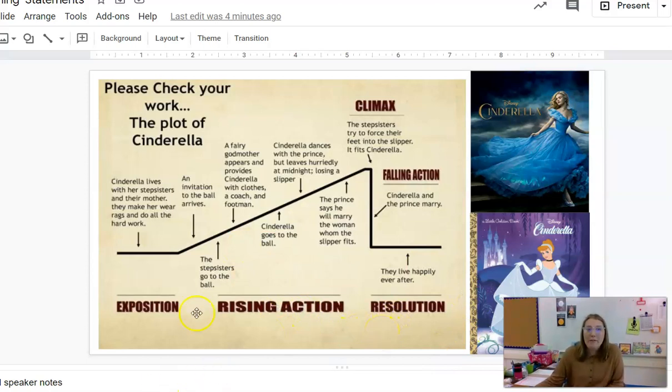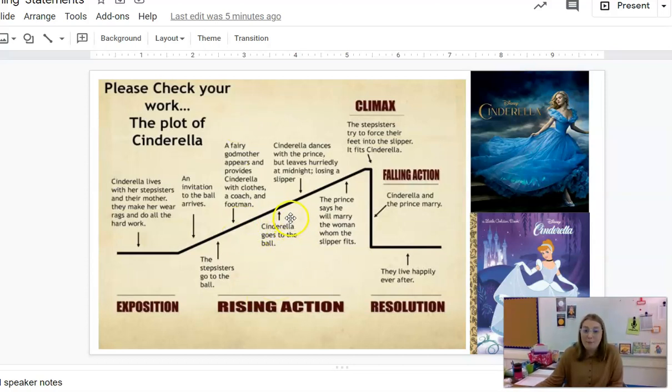So what I love about this diagram is it shows all of the events leading up to the climax of the story of Cinderella. So the first fact that's listed here, the first thing that happens is Cinderella lives with her sisters and their mother. They make her wear rags and do all the hard work. Then, an invitation to the ball arrives. The stepsisters go to the ball. A fairy godmother appears and provides Cinderella with clothes, a coach, and footmen.